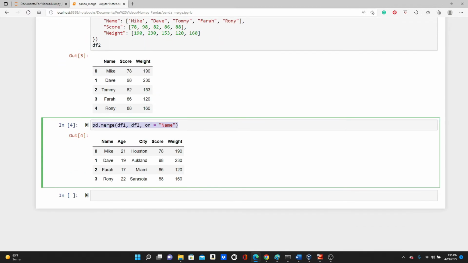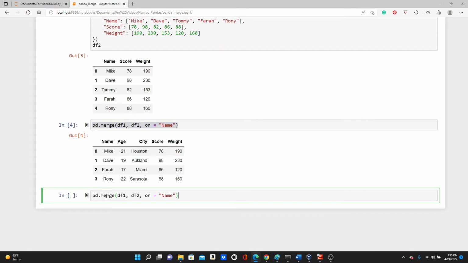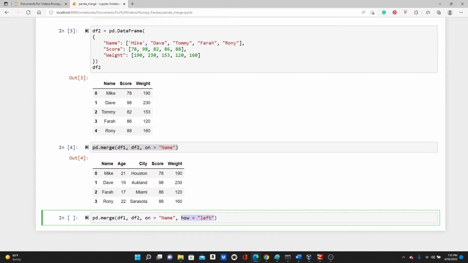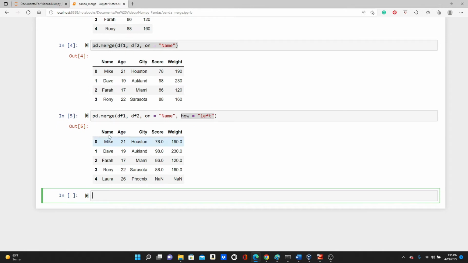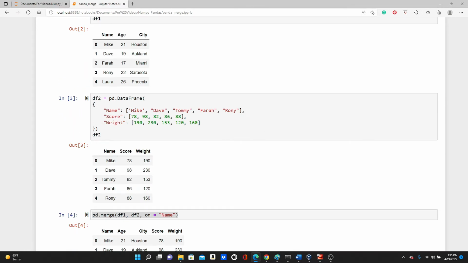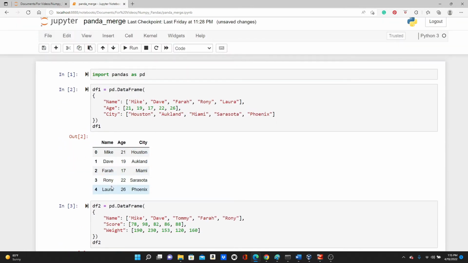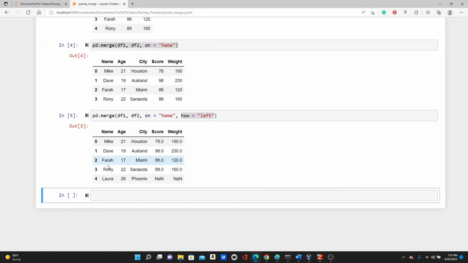Okay, we have a few different kinds of merge we're going to work on today. How? Left. So it's going to do the merge mainly focusing on the left side. In this merge operation, df1 is the left side and df2 is the right side. So when we do the left merge, what happens? It will take all the names from the left side first. So look at them. df1, Mike, Dave, Farah, Rony, and Laura.